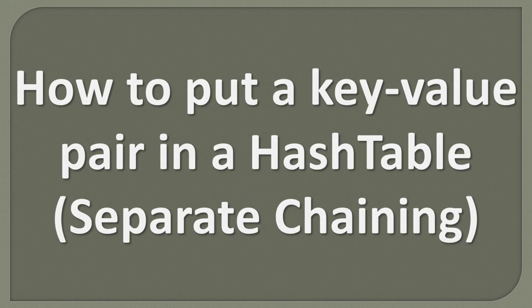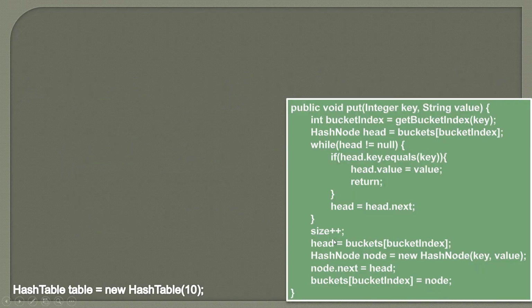Hello everyone. So in our previous video we saw a demonstration via an animation of how we can put a key value pair in a hash table using the separate chaining collision resolution technique. So in this video we will see the code for that and we will see its demonstration step by step with an animation.